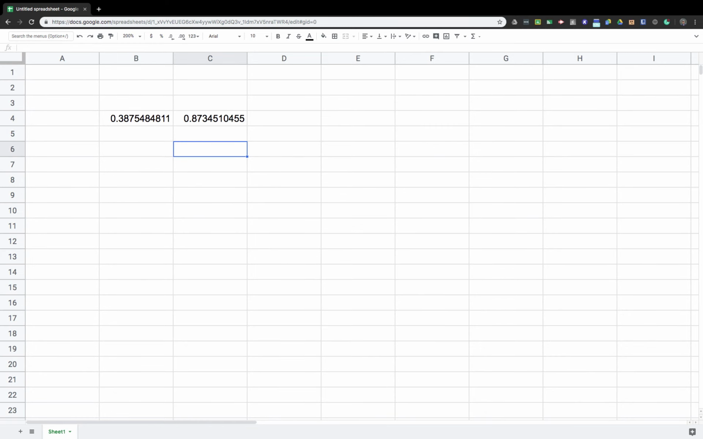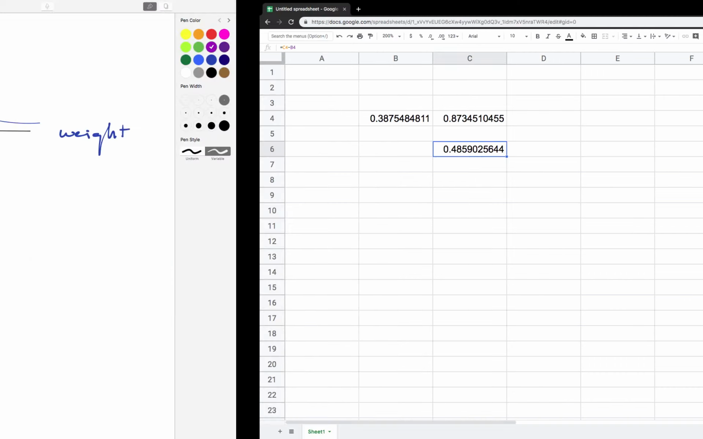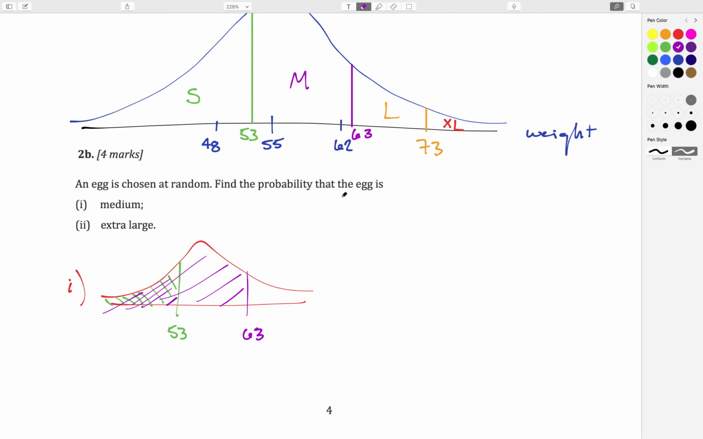Now all I need to do is find the difference. A large probability minus a smaller one gives me a probability of 0.4859. Rounded to 3 sig figs, I have 0.486. Probability of medium is 0.486. Now, probability of being extra large.